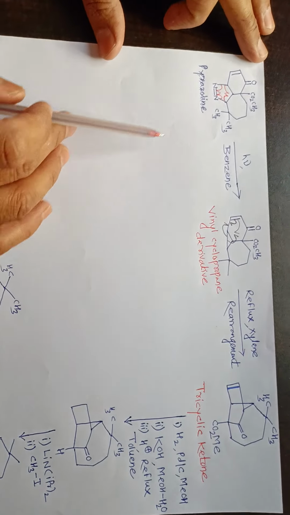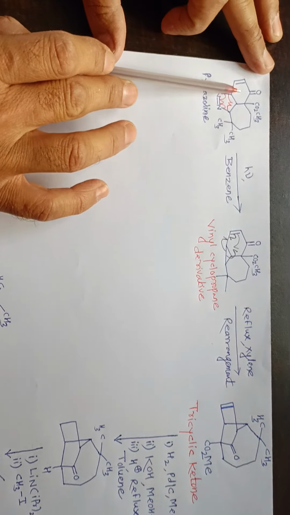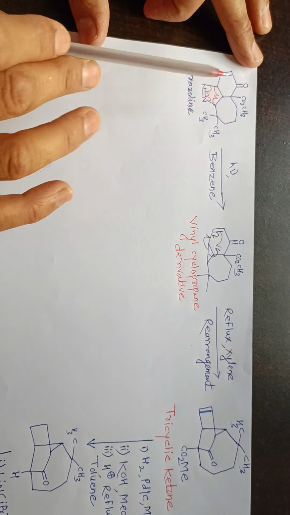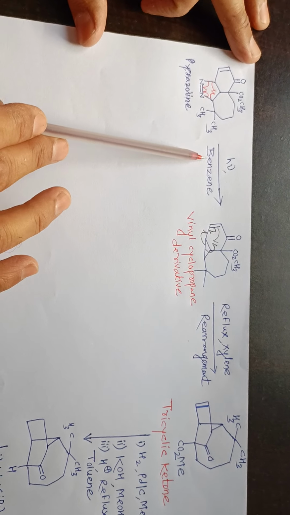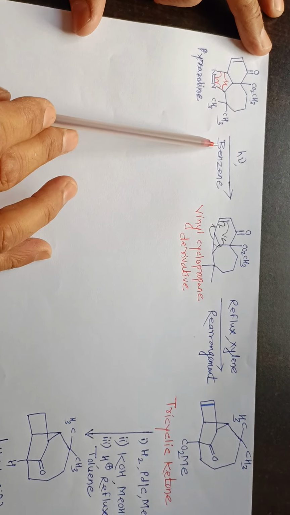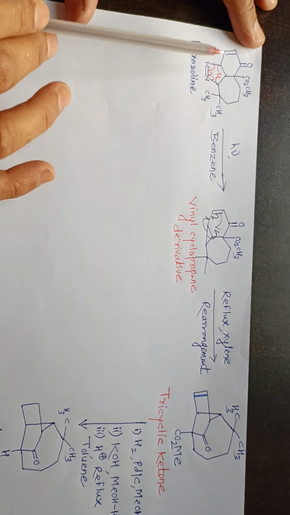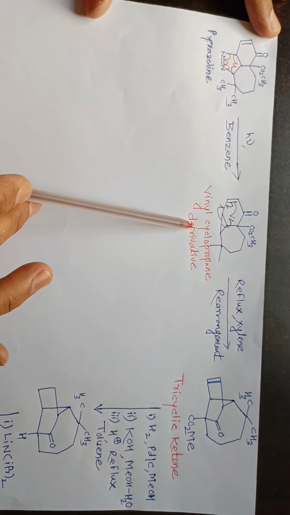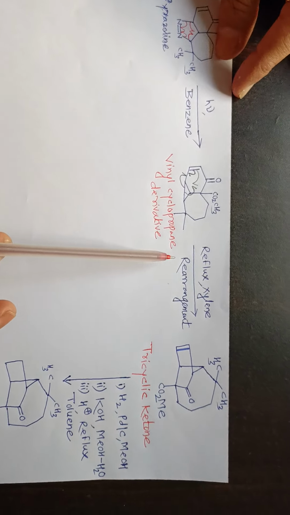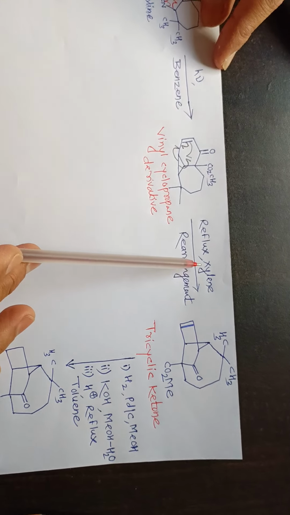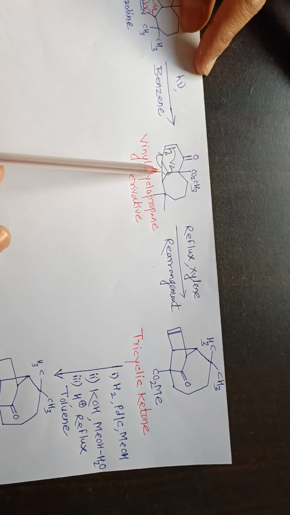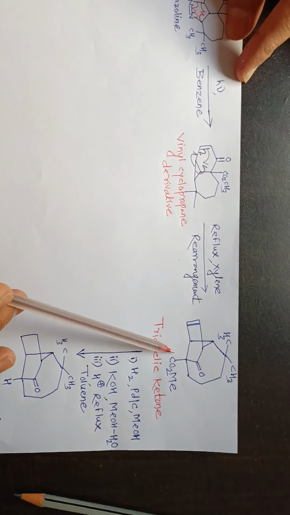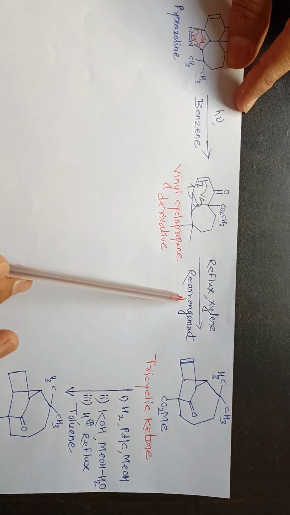Look at next step, that compound containing one 6-membered ring, one 7-membered ring and one 5-membered ring undergoes photolysis in benzene. There is free radical mechanism that will take place. There is loss of nitrogen and those 2 carbons will combine together and there is formation of vinyl cyclopropane derivative. In next step, in refluxing xylene condition, rearrangement of this cyclopropane bond and this double bond will take place and there is formation of tricyclic ketone. This step is also free radical mechanism.